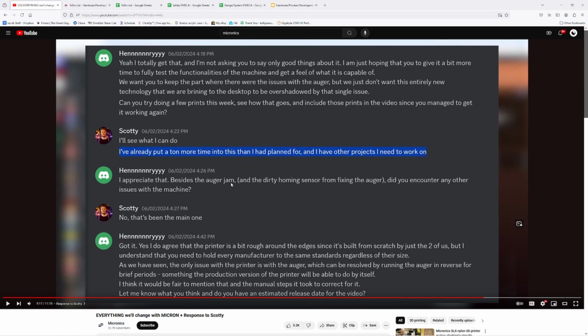Besides the auger jam, which is a system killing problem where the system will not print, and the dirty homing sensor from fixing the auger, again, a problem that would allow the printer to not print and not function its intended purpose. And it says, did you encounter any other critical system problems? It says, no, that has been the main one. But you have a main problem. That's the only problem you need. The system doesn't work. There's this one problem.